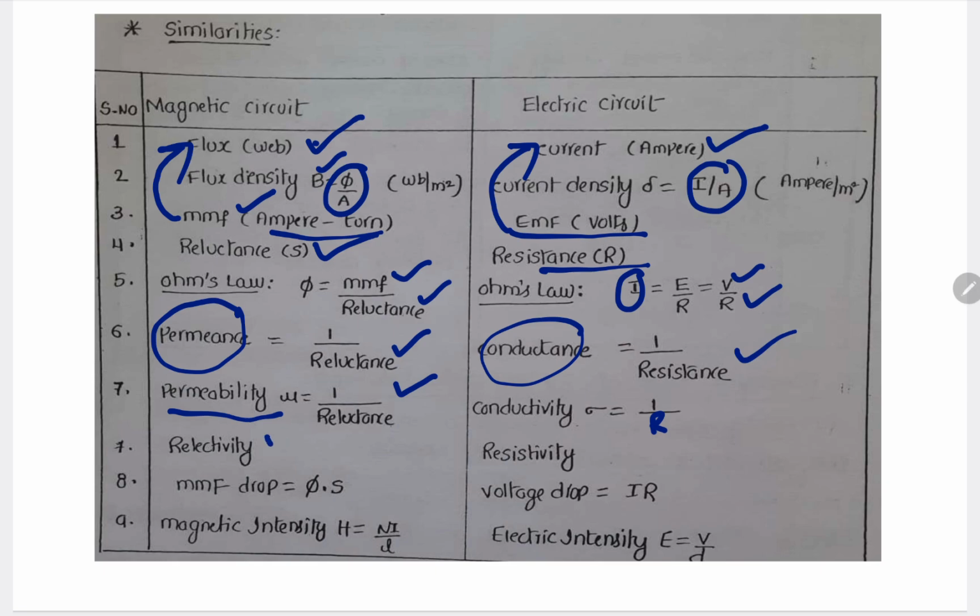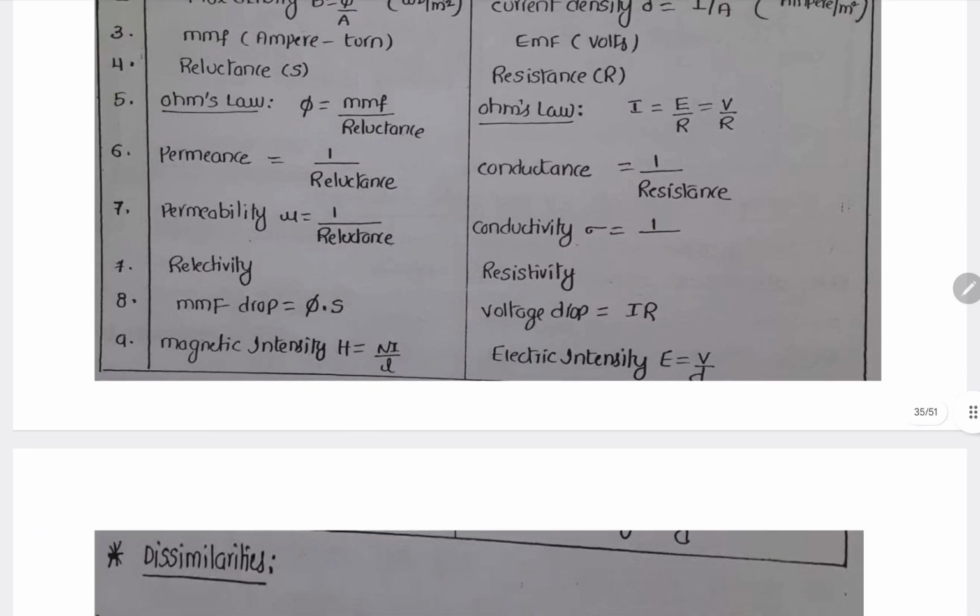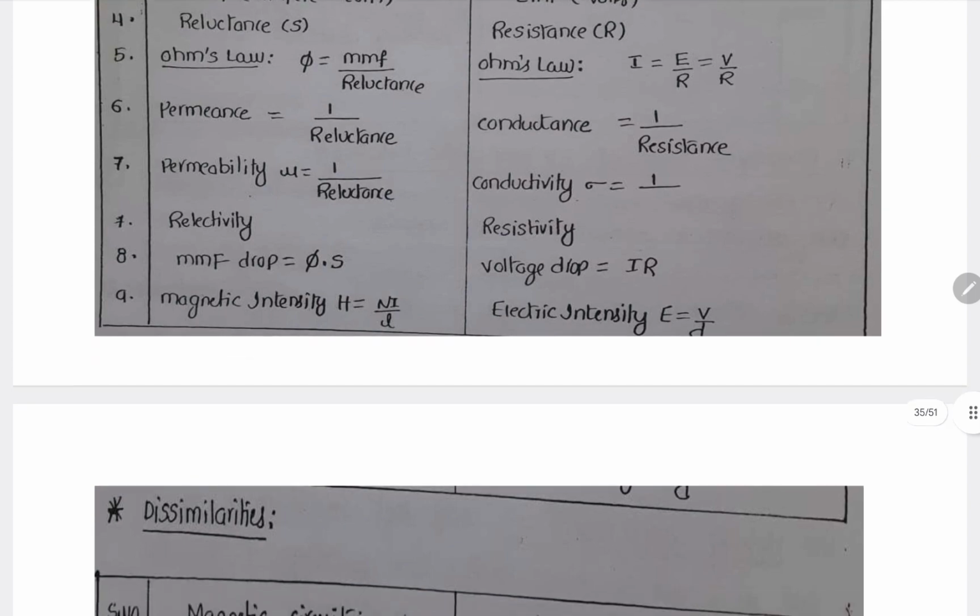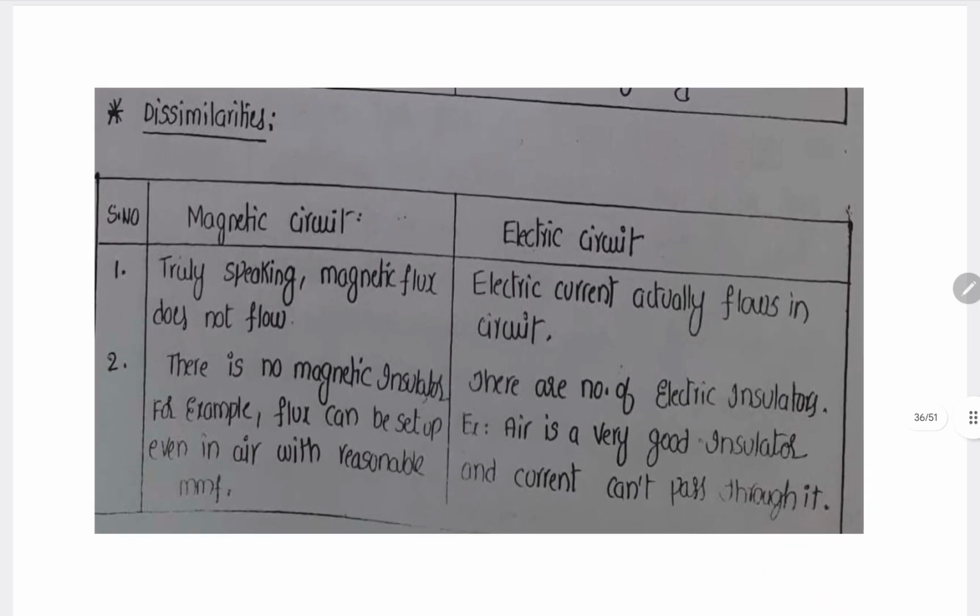Next, reluctivity is here what resistivity is. MMF drop is phi into S and voltage drop is I into R. Magnetic field intensity is NI by L, and electric field intensity is V by D. Now we'll see what are the dissimilarities between magnetic circuit and electric circuit.